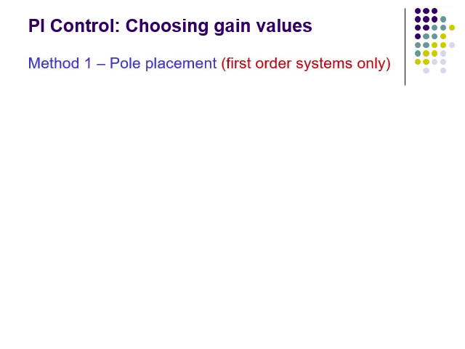Okay, so obviously if we're using a PI controller, we still have to find a way to choose suitable values for the controller gains. And in this case, we've got two gains. We've got Ki and Kp, so we have to find suitable values for both gains. And we're going to look at two key methods. The first method is to use what we call pole placement. We're only going to use this method for cases with first order systems.